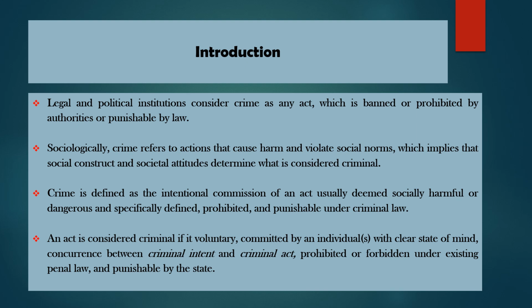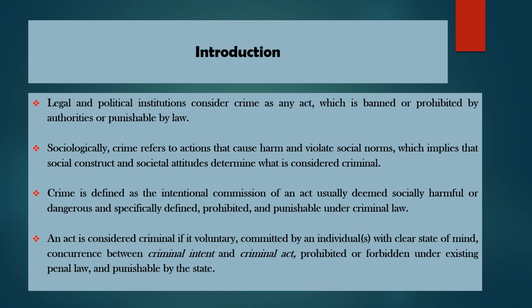Again, an act is considered criminal if it is committed by an individual with a clear state of mind. In other words, if a mentally impaired person commits an act, such an act may not be considered criminal. Again, an act is considered criminal if there is a connection between the intention and the criminal act itself. For example, if I wanted to throw a stone to hit a bird, but by bad luck, that stone hits a human being, and the person dies because of the injury caused by the stone, that might not be called criminal because the original intention was not to hit the human being, but to hit the bird. And therefore, the criminal intent aspect of it might be lacking.